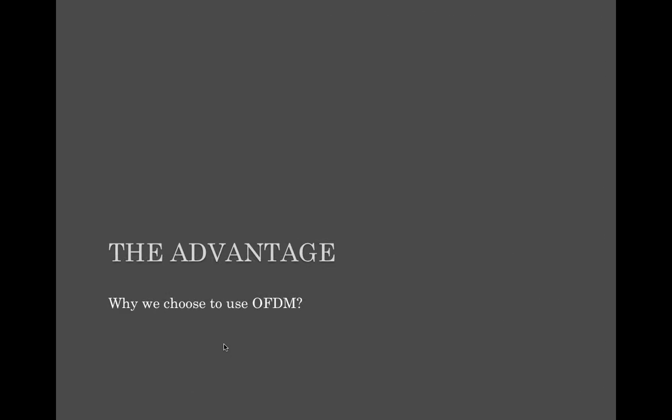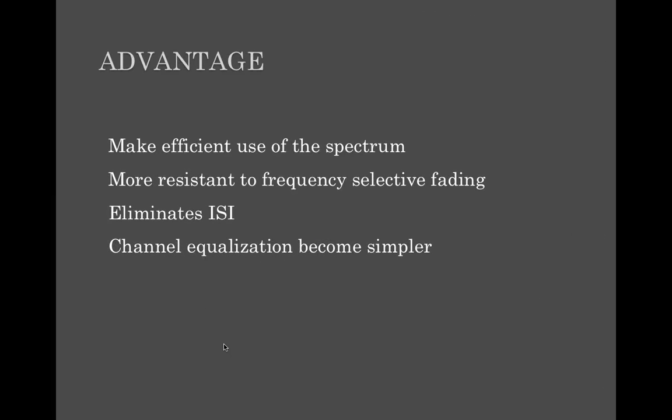First, let me talk about the advantage of OFDM. So why do we choose to use OFDM? First, it makes more efficient use of the spectrum, so it allows some overlap between the spectrum. It makes more use of the spectrum.